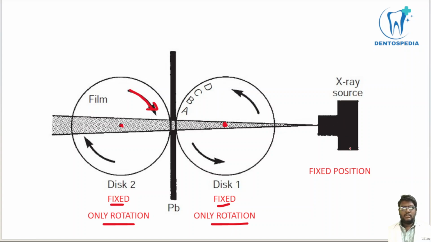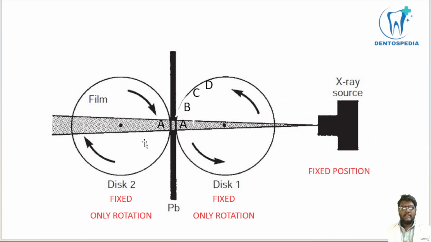Here there is an X-ray source which is fixed in position, and we are exposing these discs with X-rays. Here there are letters ABCD. During the exposure, disc 1 and disc 2 will be rotated, and the images of ABCD will be present on disc 2. Disc 1 has an object, that is, the subject. ABCD are the subjects in this example, and disc 2 has the film. When we expose the X-rays, the letters ABCD on disc 1 will be projected onto the film. I want you to understand how this works, so observe carefully.